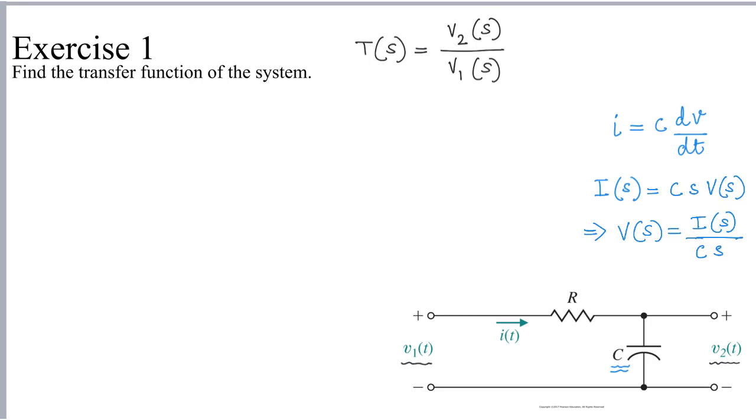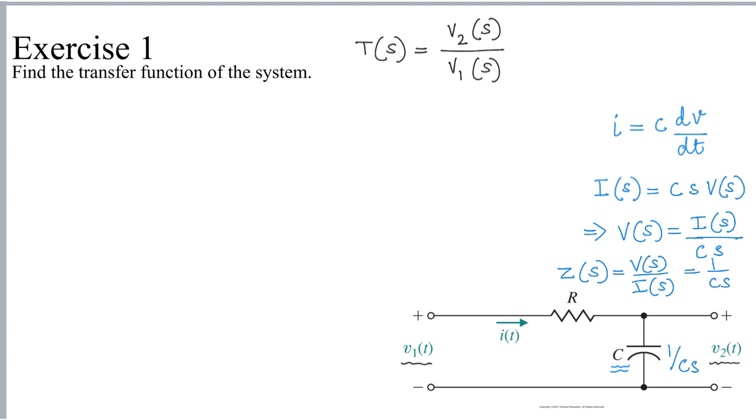So having this, let's think about what the impedance of this capacitor is. Z(s) is equal to V(s) over I(s), which is equal to 1 over Cs. So the voltage over current, which is the impedance of the capacitor, is basically 1 over Cs.